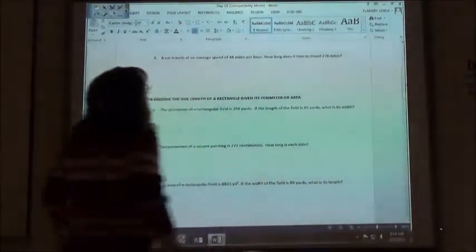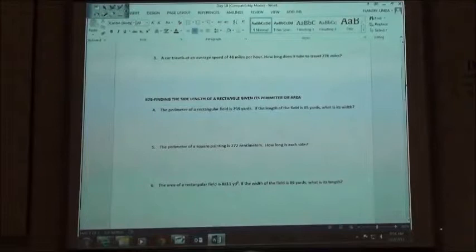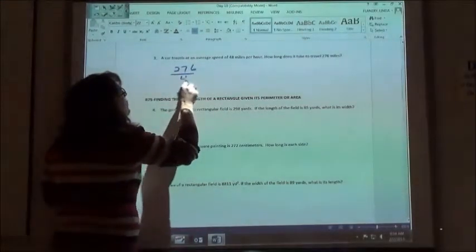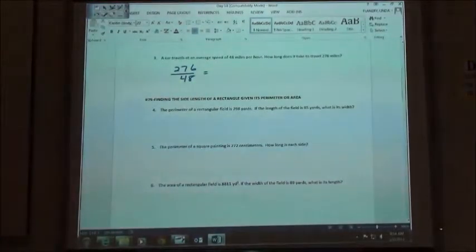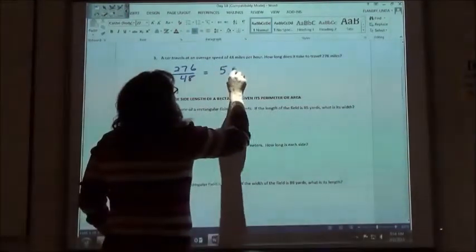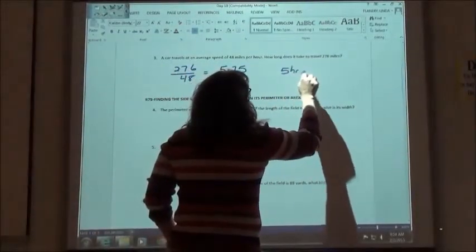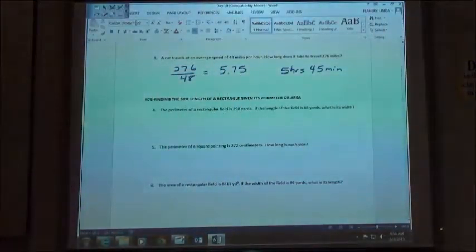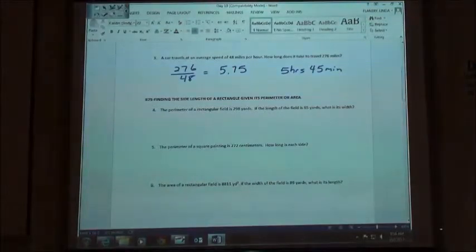The car travels at an average speed of 48 miles per hour. How long does it take to travel 276 miles? So do you think you should multiply or divide to solve that one? I'm going to end up dividing, right? So I'm going to take 276 divided by 48. And if we take 276 divided by 48, we get 5.75. So 5 hours, 45 minutes, because again, 0.75 is 3/4 of an hour, which is 45 minutes, or multiplied by 60.